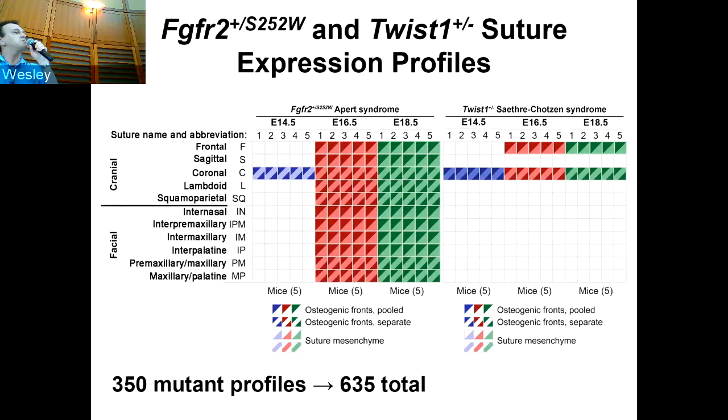Also, for the Twist mutant, we're including the two affected sutures, which are the coronal, which fuses, and the frontal, which is a little bit wider at birth. So in total, we'll end up with about 635 unique RNA-seq data sets.